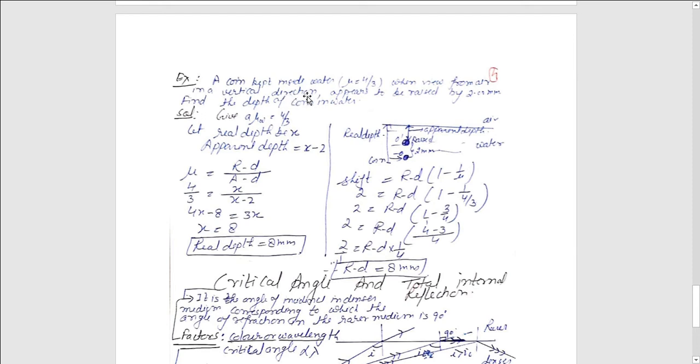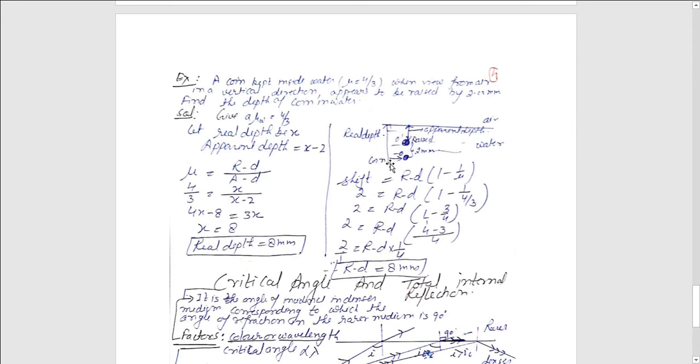See, a coin is kept inside the water. Refractive index of water is given. When viewed from the air in a vertical direction, it appears to be raised by 2 millimeter. I have just drawn this diagram. This is the coin and this coin is raised by 2 millimeter here. It means this is the shift. Got me? So apparent depth is this one.